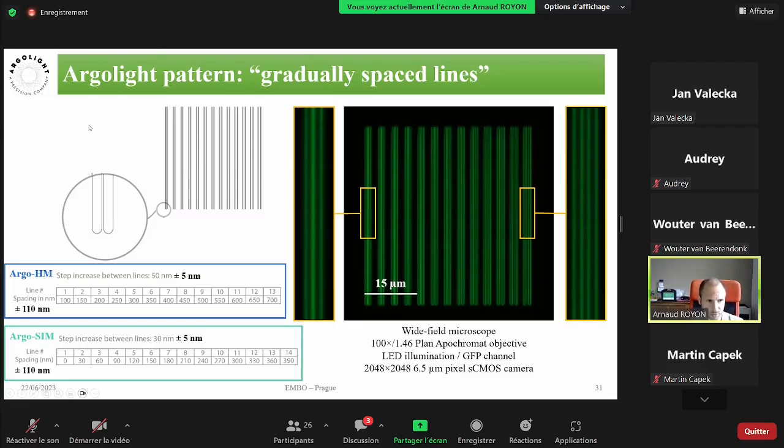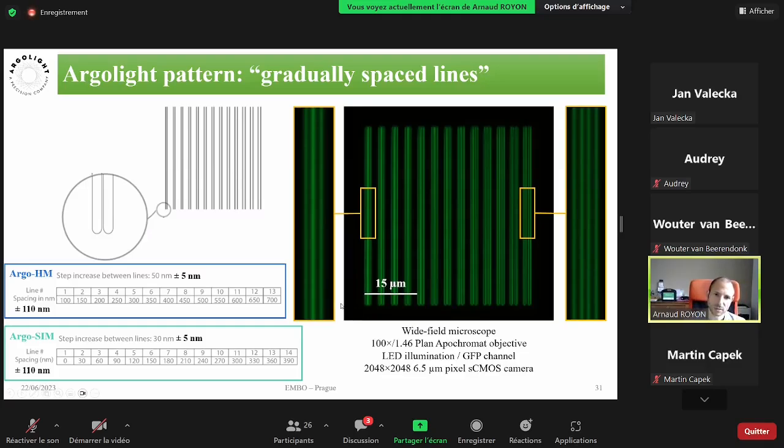We have two models of slides. One is called the Argolight, with spacing values from 100 to 700 nanometers with a step of 50 nanometers. And we also have a slide called the Argosyn, with spacing ranging from 0 to 390 nanometers with a step of 30 nanometers.